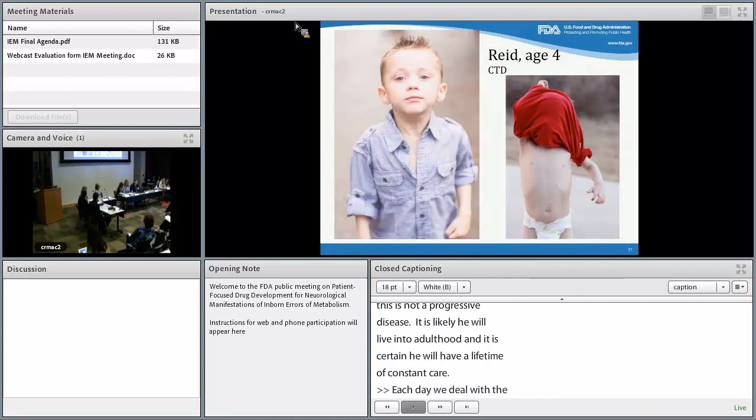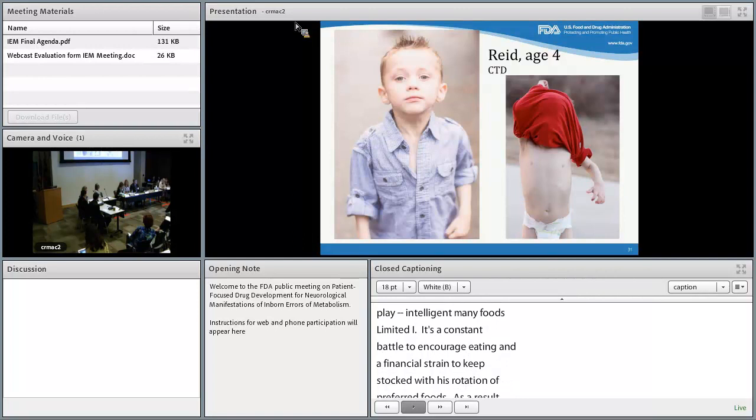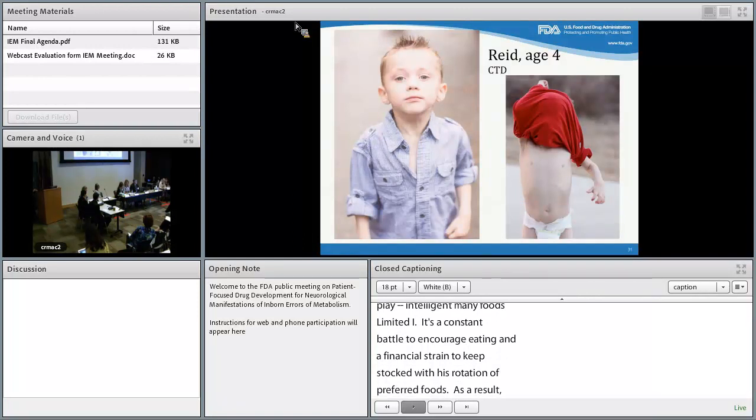While each day we deal with the obvious hurdles like Reed's inability to speak or perform the simplest of tasks, it's really the secondary sensory, behavioral, and cognitive symptoms that seem to most impact Reed's daily stresses and struggles. Reed's sensory issues play an important role in his life. Strong oral aversions and intolerance of many foods limit his diet. It's a constant battle to encourage eating and a financial strain to keep stocked with his rotation of preferred foods. As a result, Reed struggles with growth and weight gain, is frequently ill, and is extremely irritable.